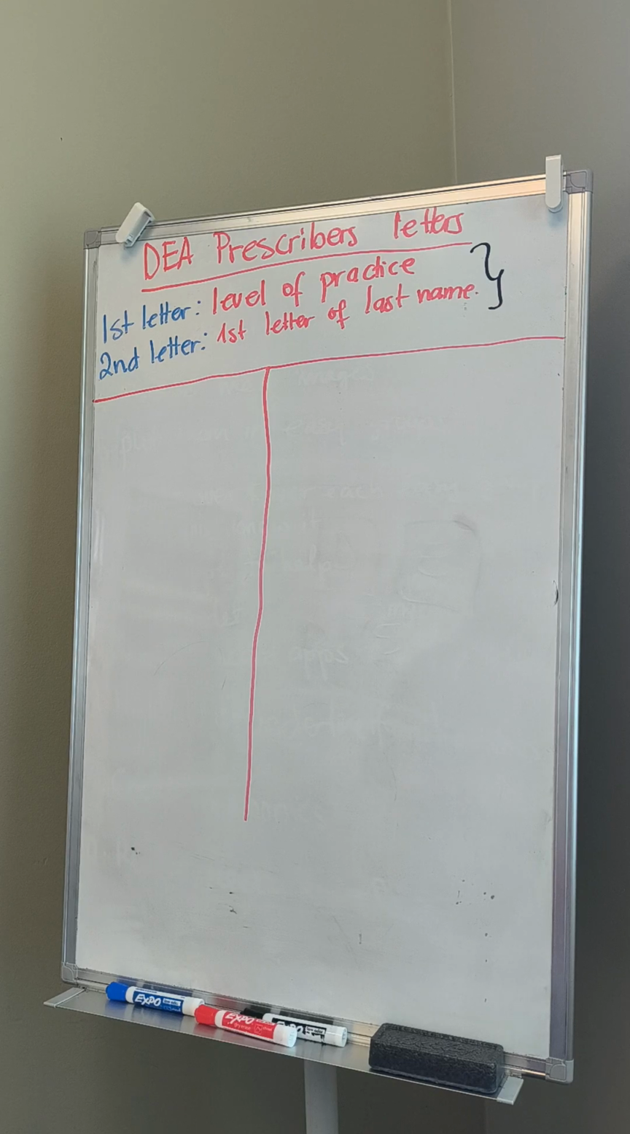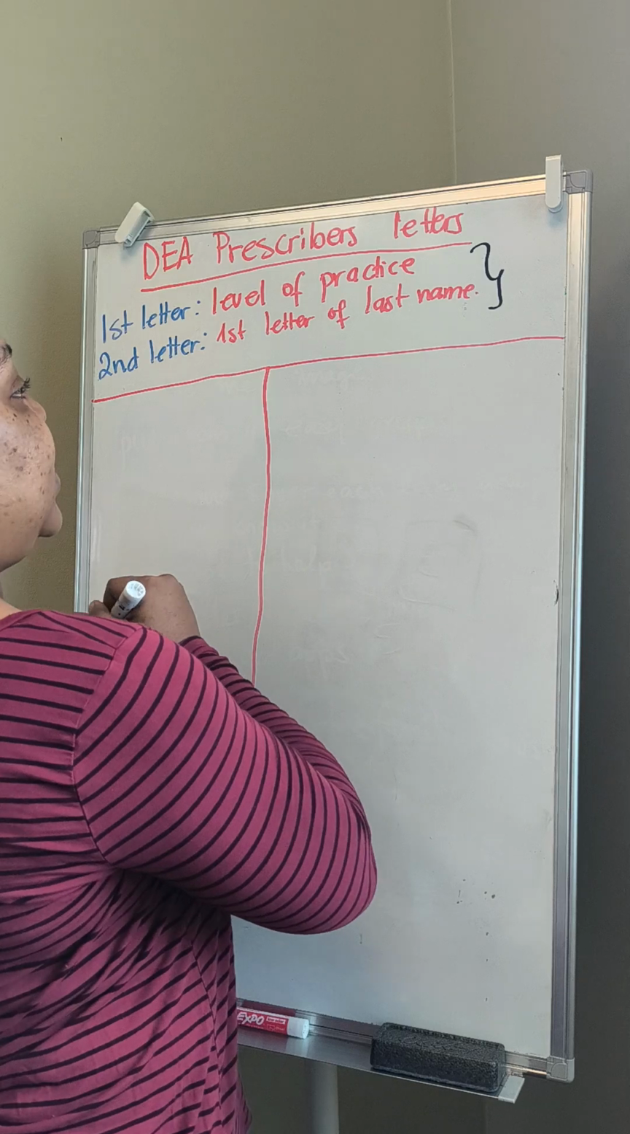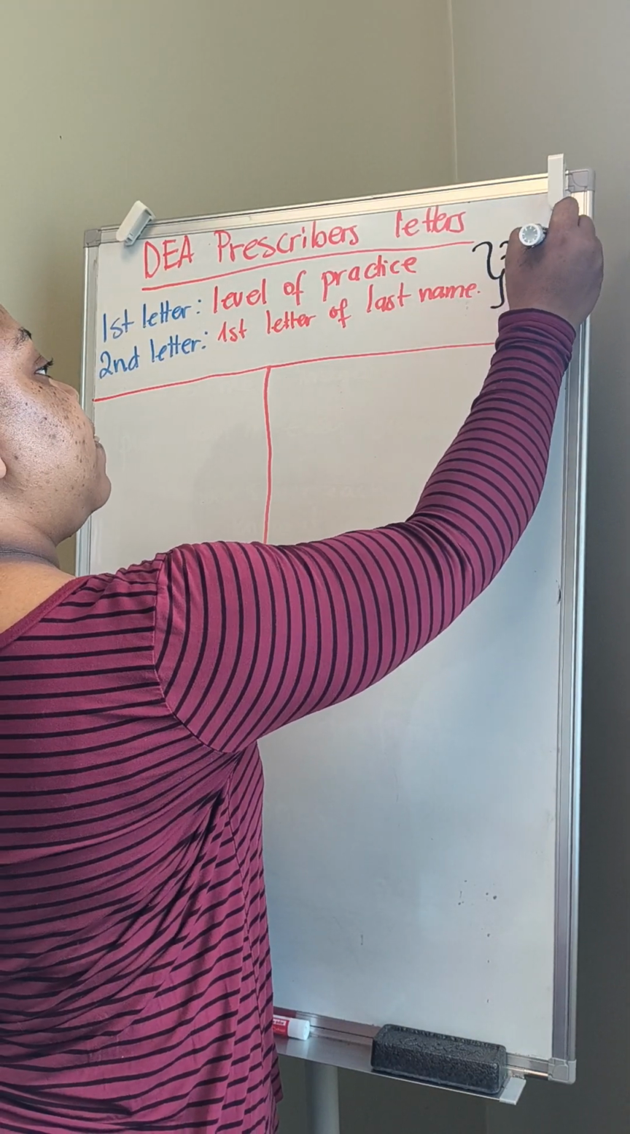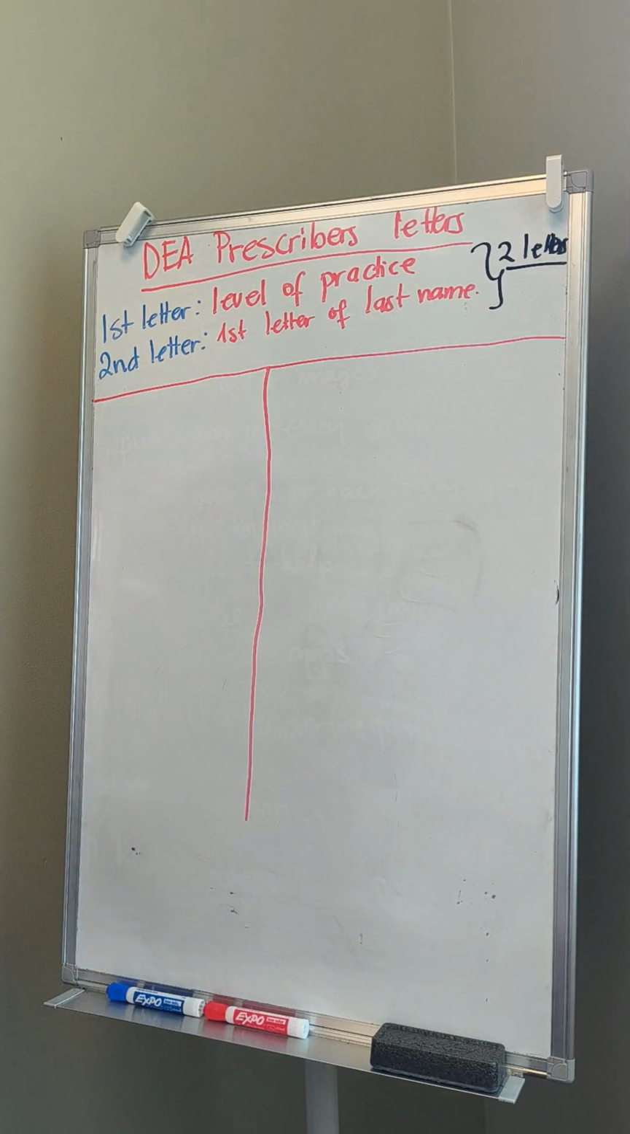They always have 2 letters. The prescriber's ID always has 2 letters. The first letter is a level of practice. Are they a doctor? Are they a dentist? Are they a midwife? Are they a physician assistant? What level of practice is the person prescribing this medication? The second letter is the first letter of their last name. So I'll give you an example.